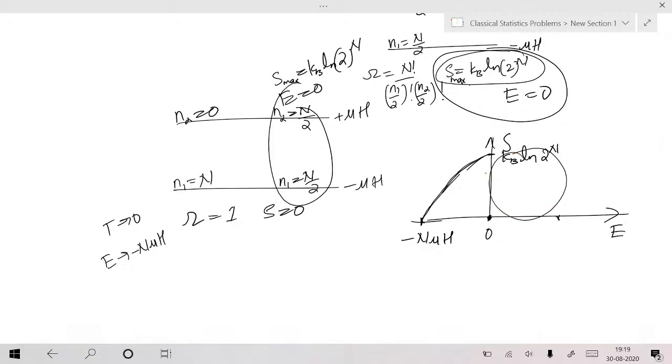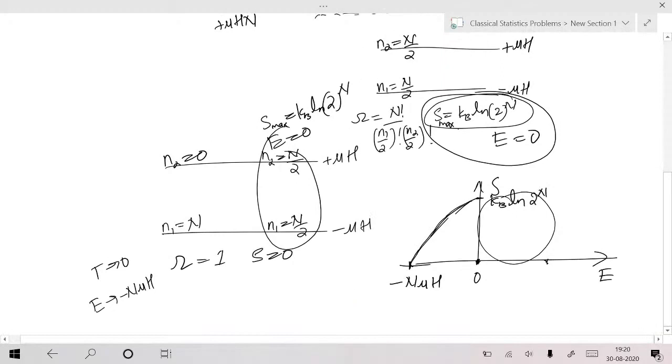Clear? Just reply. Why will this region not appear, sir? No, again this region corresponds to positive energy. Am I right? Positive energy will happen only when the number of particles in the plus mu h state is more than the number of particles in the minus mu h state. That's a population inversion again.